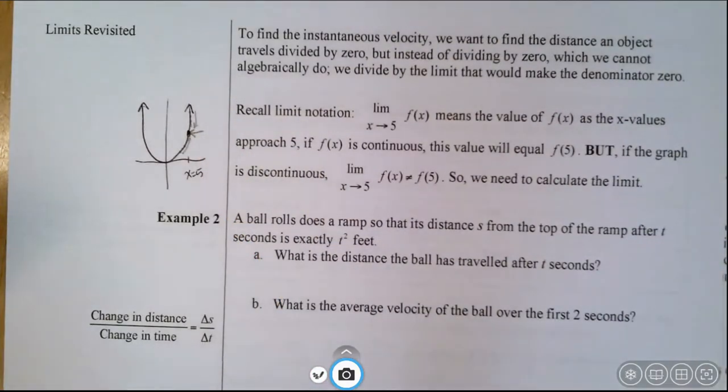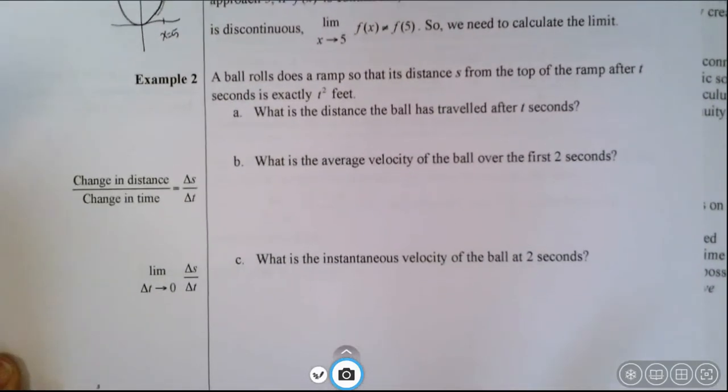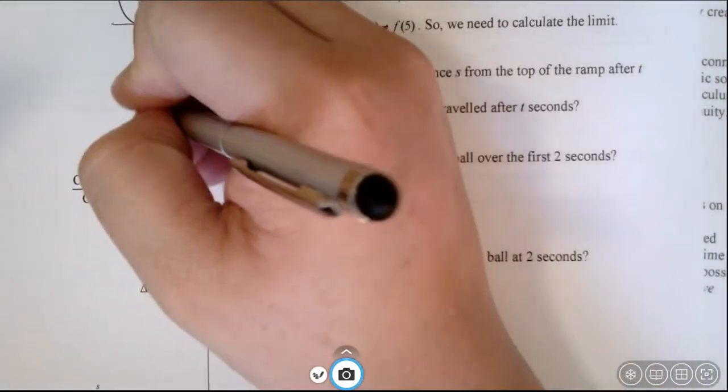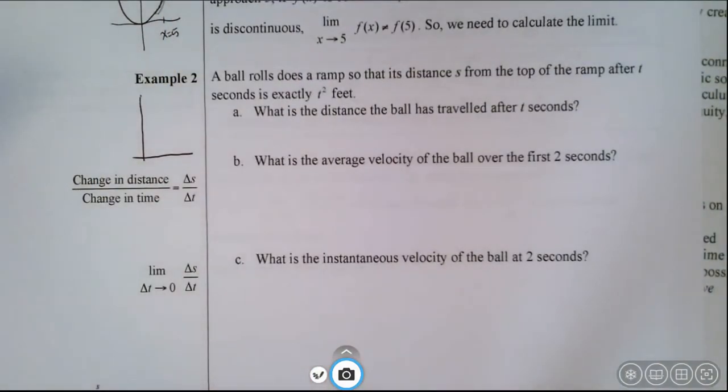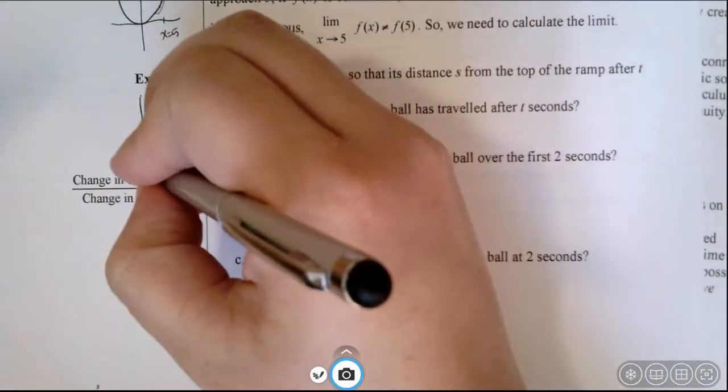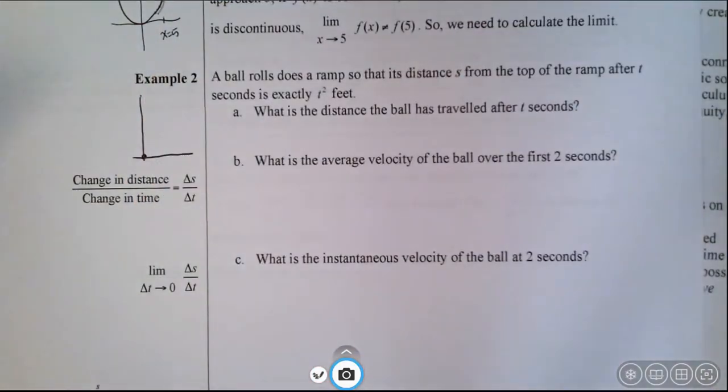So let's look at an example where we can look at these limits. We're going to start in example 2 by taking it step by step. We'll start by looking at a ball that's rolling down a ramp so that its distance, s, from the top of the ramp after t seconds is exactly t squared feet. Okay, so what does this look like? If I have a ball rolling down a ramp, at the top of the ramp at 0 seconds, the ball is 0 feet away from the top of the ramp.